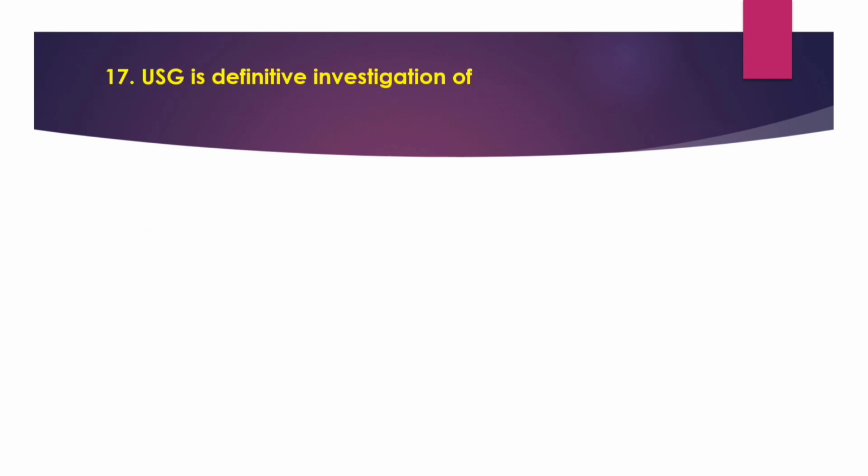Moving on to question number 17. USG is a definite investigation of option A, vasa previa. Vasa previa is a rare pregnancy complication where the fetus is losing blood. Option B, obstruction of placenta, if the placenta has any obstruction. Then comes the third one, placenta previa. Placenta previa means the placenta is coming down and closing the cervix of the mother.